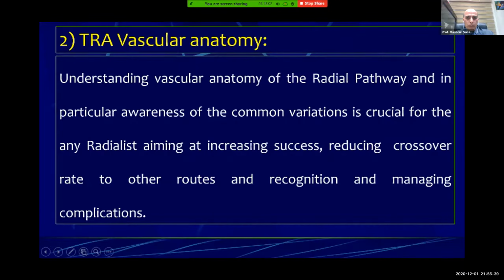I think it was very nice to start our program, our webinars, with the full illustration of the transradial access vascular anatomy, starting from the digital arteries until the coronaries. All this, I think, will be associated with increased success, reduced crossover rate, and recognition and management of complications. When you drive your car, you have to know your map. Otherwise, you will not reach your destination, or you will reach it with insult.